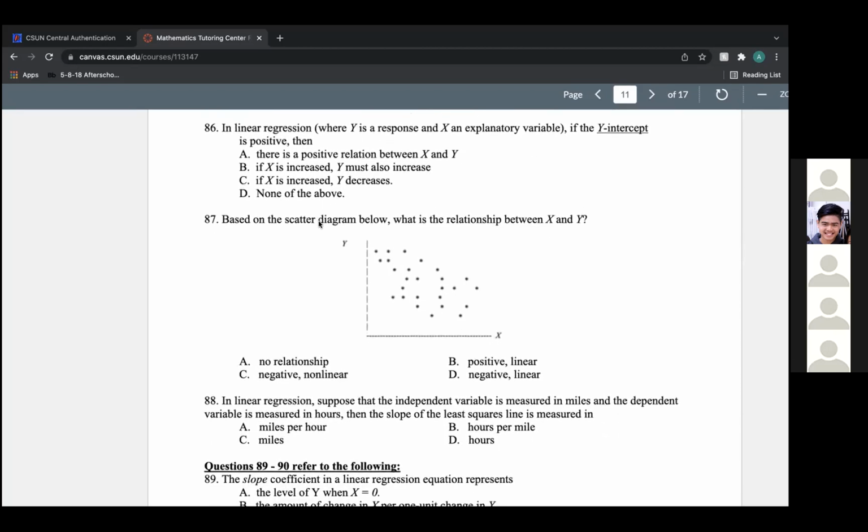86, in linear regression, if the y-intercept is positive, then A, B, C, or D?